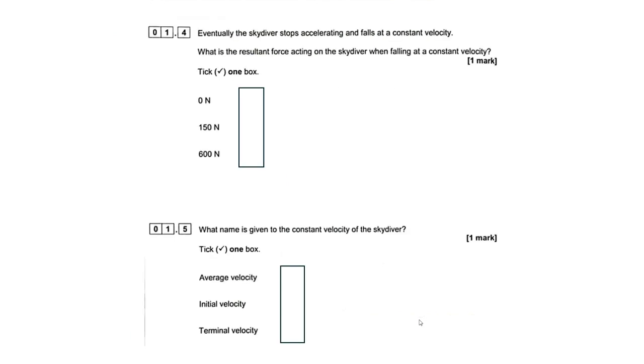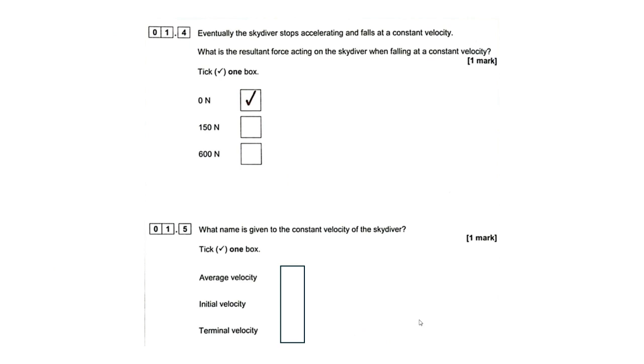Next question. Eventually, the skydiver stops accelerating and falls at a constant velocity. What is the resultant force acting on the skydiver when falling at a constant velocity? So if they're moving at constant velocity, it means they're not accelerating. If they're not accelerating, it means no force is applied to the skydiver, or that all the forces applied to it are balanced. Therefore, the resultant force is 0 Newtons.